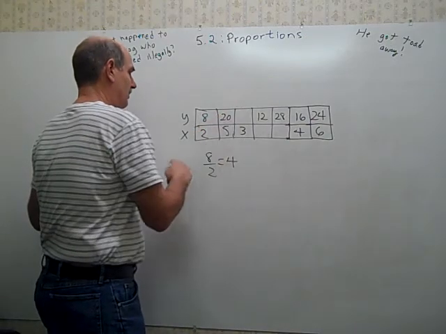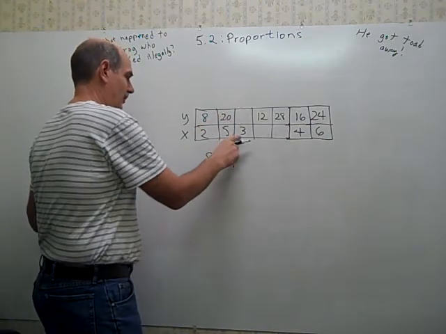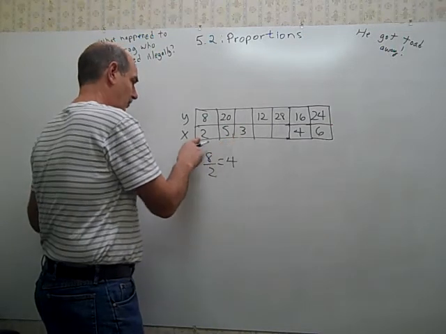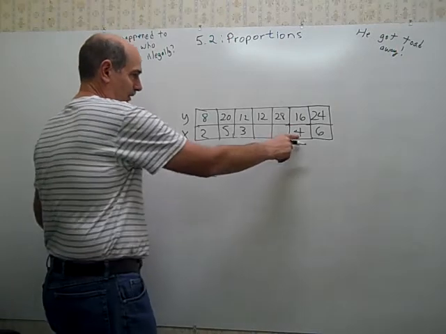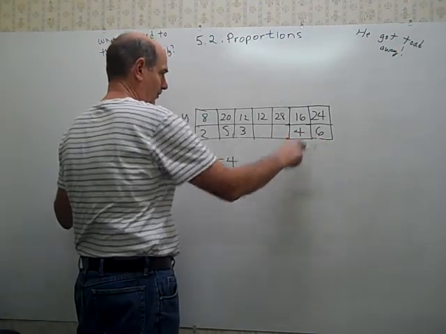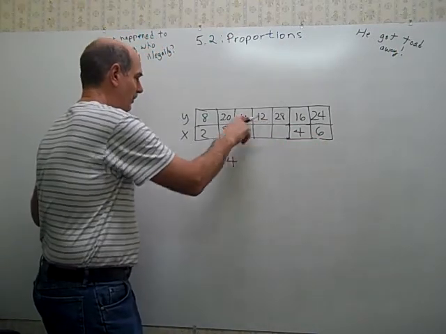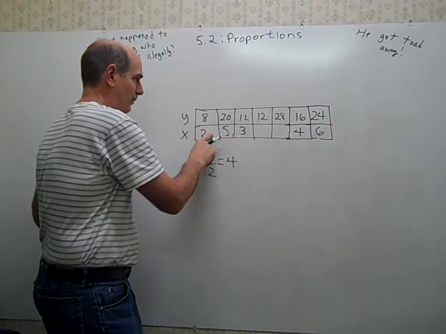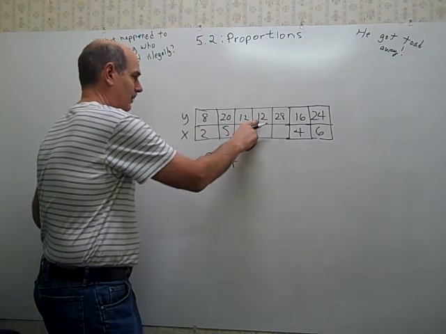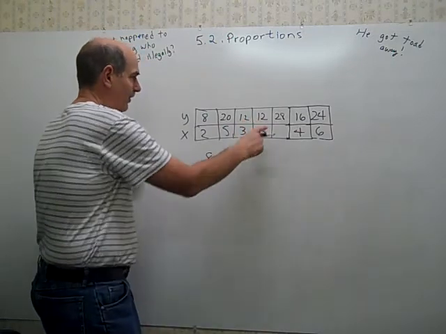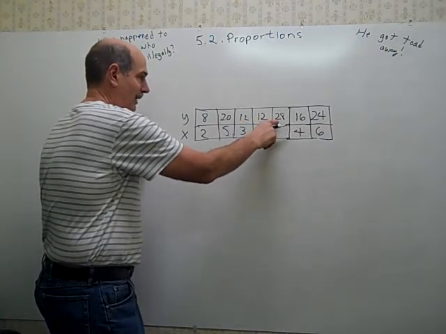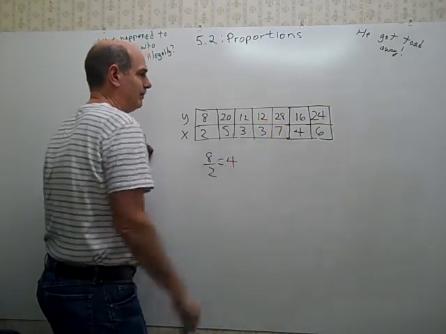20. And then what's 3 times 4? Because 2 times 4 is 8, 3 times 4 would be 12. It works here. 4 times 4 is 16, 4 times 6 is 24. Then you have to reverse it here, because how do you go from 8 to 2? You divide by 4. So you have to do 12, oh, I got it up there. 12 divided by 4 is 3.